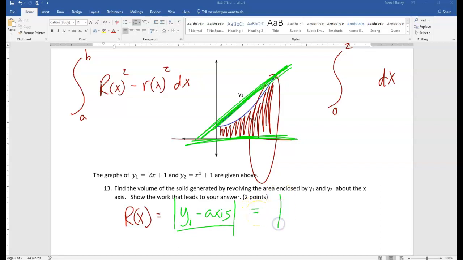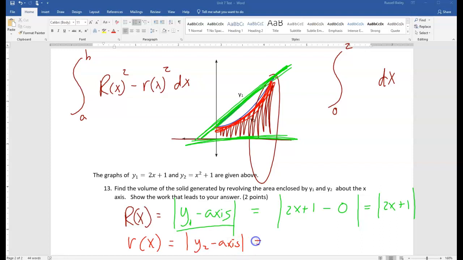So now I can rewrite this. y1 is 2x plus 1, and the axis is 0. So my big radius will be that. My little radius is the distance of this function from the axis of rotation, which is x squared plus 1 minus 0, and therefore that's x squared plus 1.